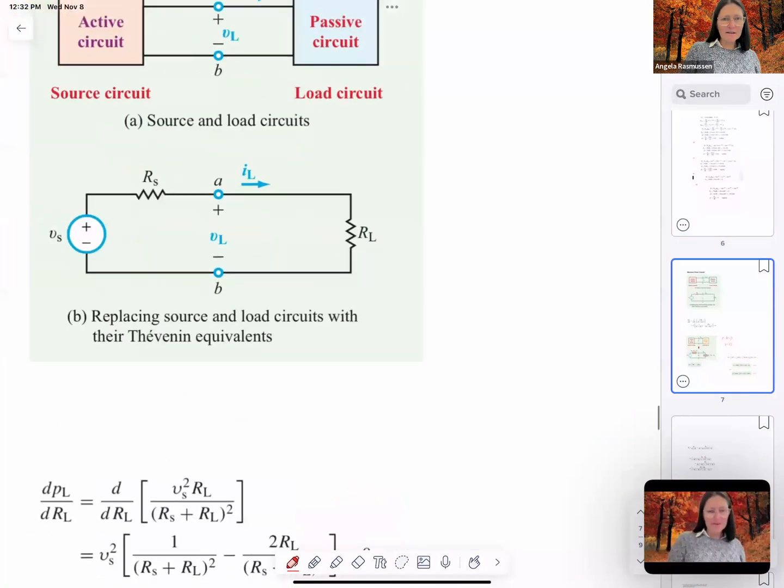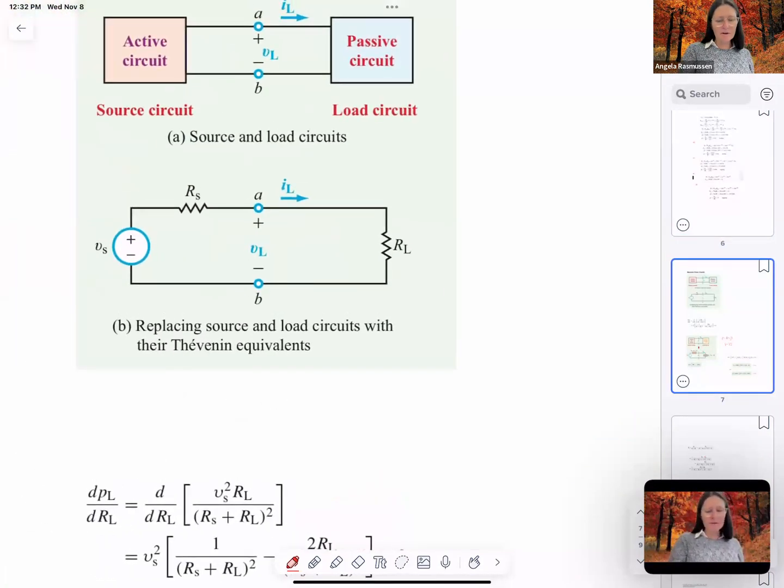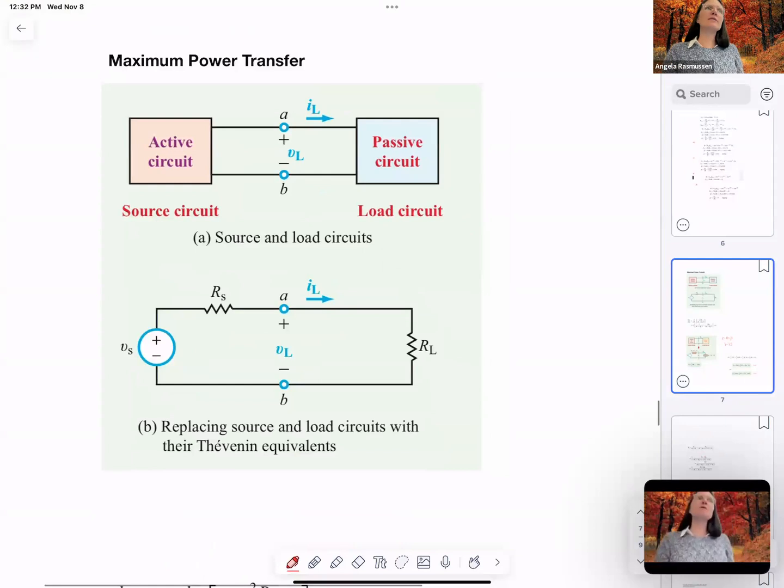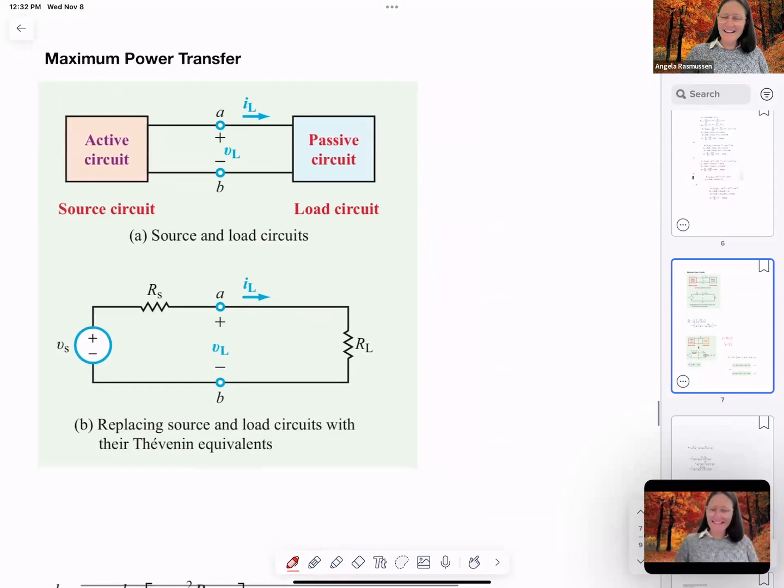Okay, so the next concept that we're going to talk about is maximum power transfer. Do you guys remember the maximum power transfer for a DC circuit? Yes, no? Kind of remember? You remember talking about it? Okay.